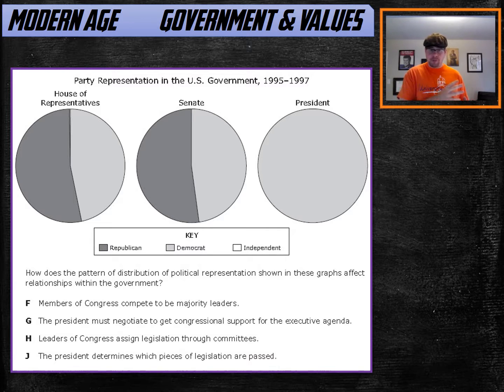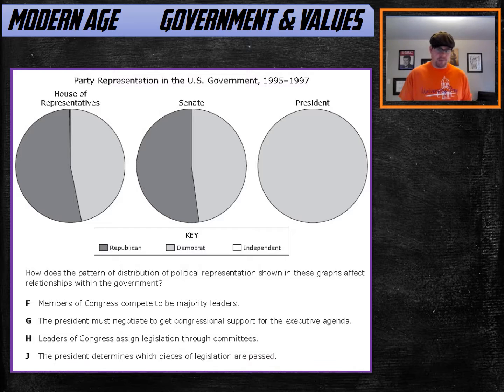Half the government questions you get are going to be on American values, and we just covered those. The other half are going to be on modern government things. For instance, you get a graphic here that shows you that the president is always of a single party. The president's one person. He can be either a Republican or a Democrat. The Senate and the House of Representatives is always going to be a split between those two parties, and that's what you see here. What does this pattern tell us about American government?